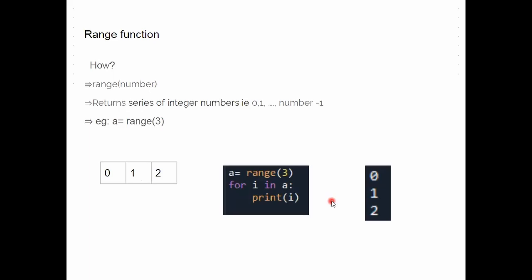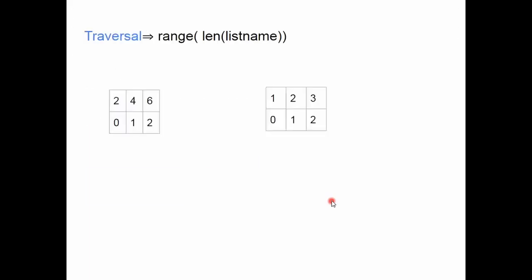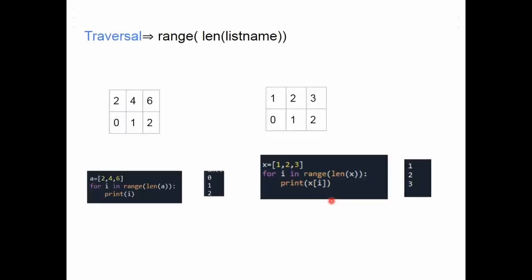Now the range function also we have discussed, so we will skip this one. Now the traversal of the string, that also we have discussed. If you have any confusion, let us revise. A is a list containing 2, 4, 6, and we are using the range function, range of length of A. How many elements are here? We have 3 elements.